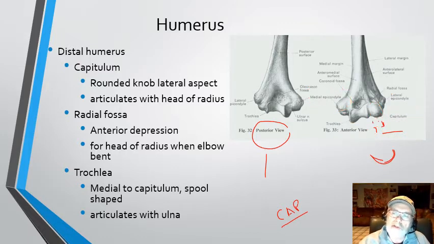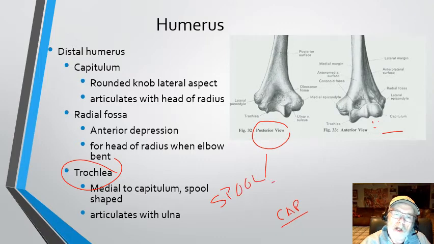Let's get rid of this stuff here. The second thing I think that's really important to understand here is something called the trochlea. Now, trochlea means spool. Okay, and so let's look for something that looks like a spool. Oh, there it is right there. See, it looks like a spool. That's a spool. That's called the trochlea. We see that both anteriorly and we see it also on the posterior side because of the posterior view. That's the anterior view. That's called the trochlea.